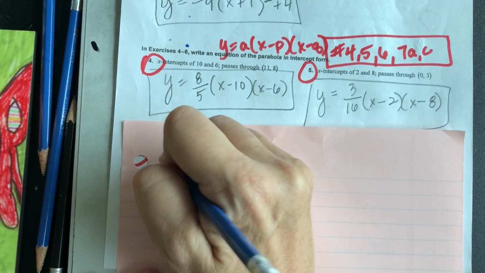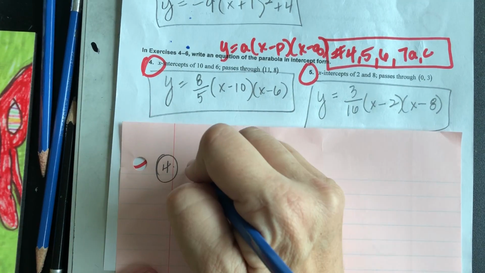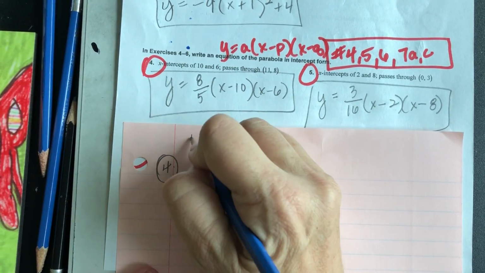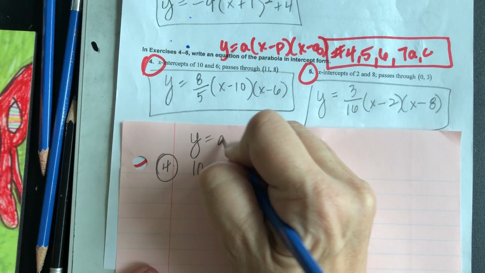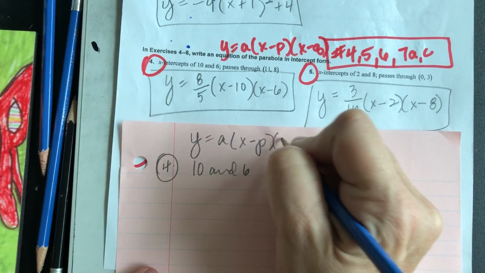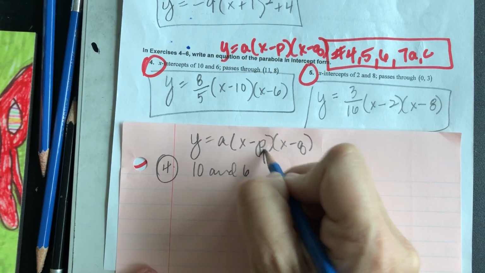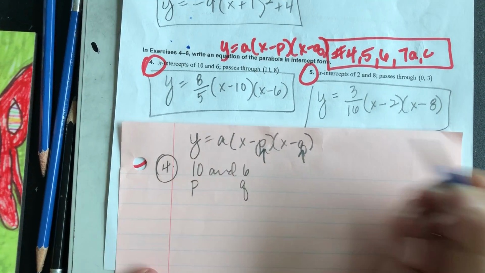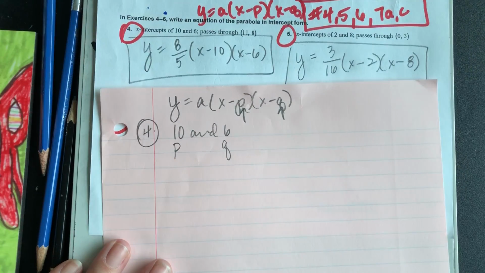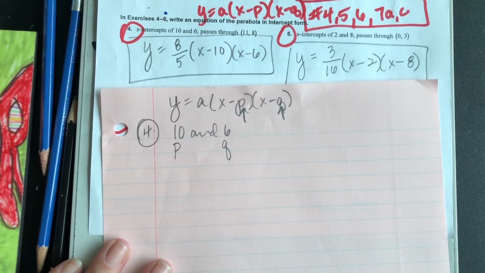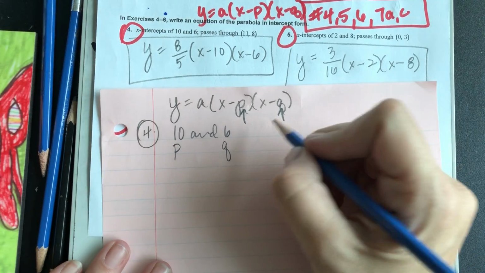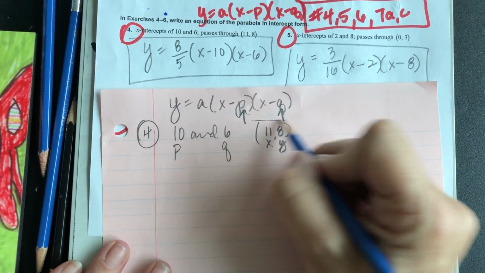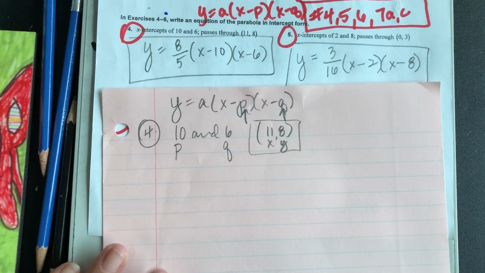In number 4, they tell me that the x-intercepts are 10 and 6. So now I'm in intercept form, y equals a times x minus p times x minus q. P and q are the x-intercepts, so right here, 10 and 6 are my p and q. They also are telling me for number 4 that it passes through the point 11 and 8. I'm going to treat that just as a single point xy that I can use.